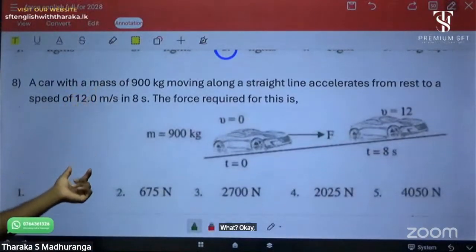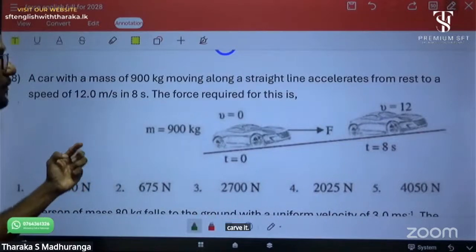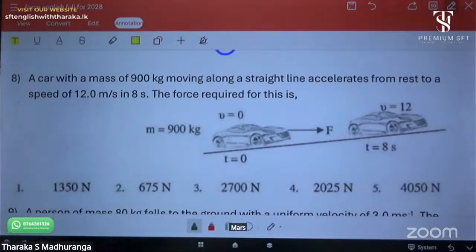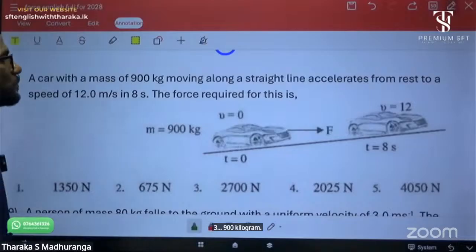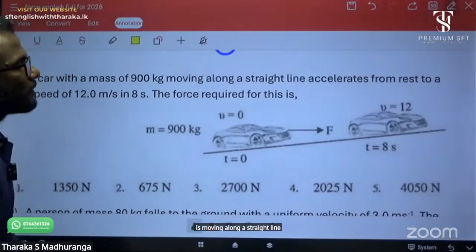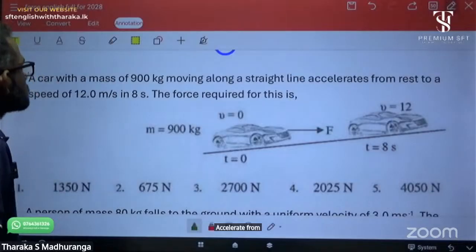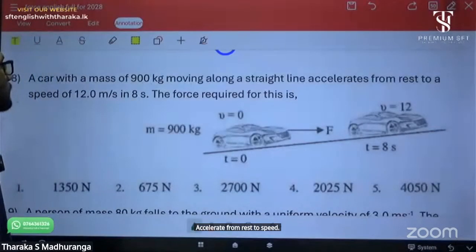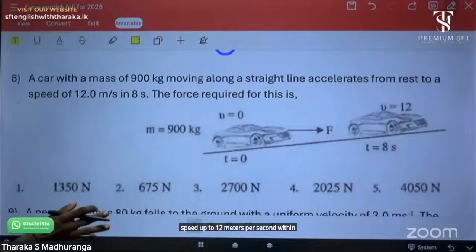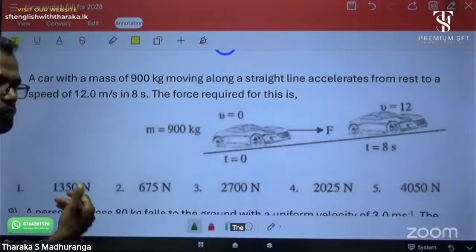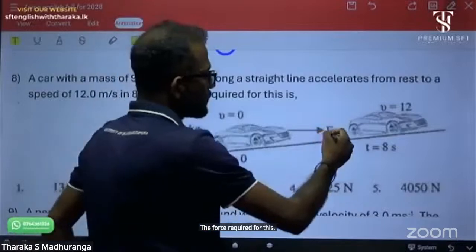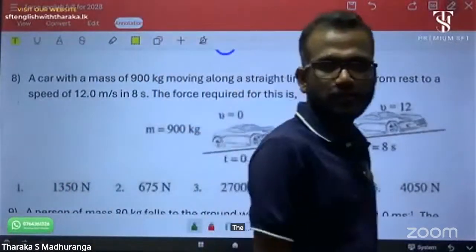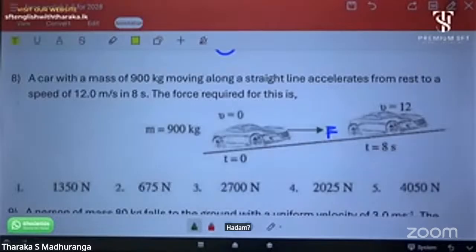Okay, this is a question. A car with mass 900 kilogram is moving along a straight line, accelerating from rest to a speed of 12 meters per second within 8 seconds. The force required for this, F. The question is, what is the value of F?